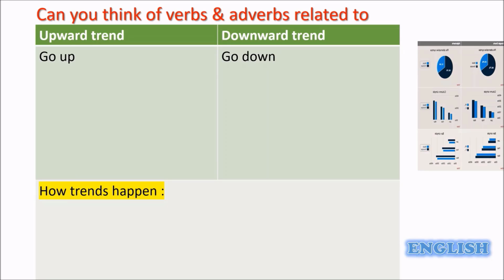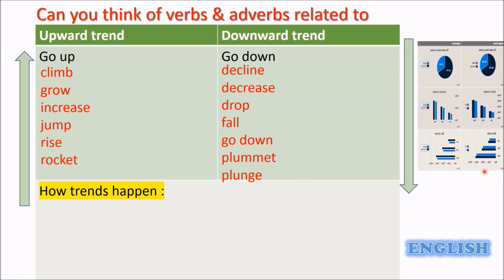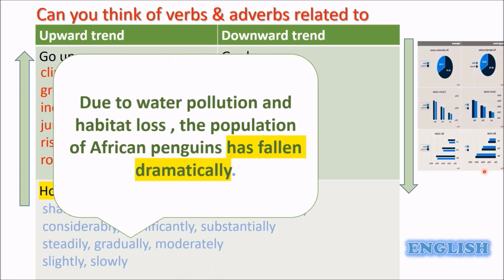Alright, now before we end our reading class, can you think of any verbs and adverbs related to upward trends and downward trends? So this is the upward, this is the downward. We usually use these words to describe how trends happen through a pie chart or bar graph or line graphs or diagrams. So go up, we can use these verbs. To go down, we can also use these words. And if you would like to describe how they are happening, you can use these adverbs. Let's share an example from what we have read. Due to water pollution and habitat loss, the population of African penguins has fallen dramatically, which means has fallen remarkably, considerably.